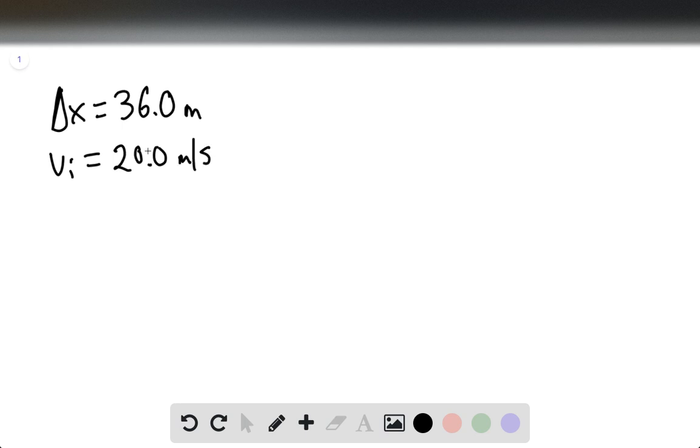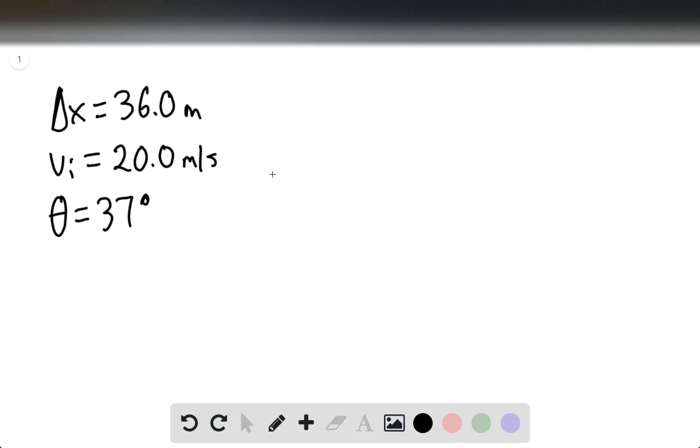So will it make the field goal, and by what distance? By what distance would you need in order to make the field goal? So we have a delta x equaling 36.0 meters, and then we have the initial velocity equaling 20.0 meters per second. I'll rewrite that, 20.0 meters per second. And then we have a theta angle measure of 37 degrees.